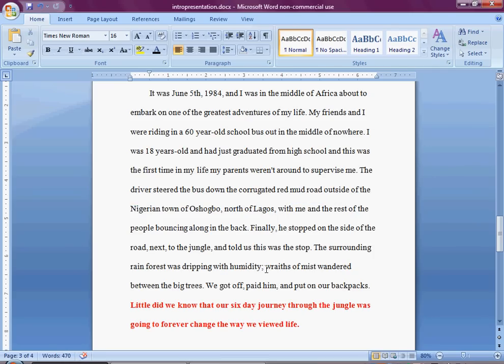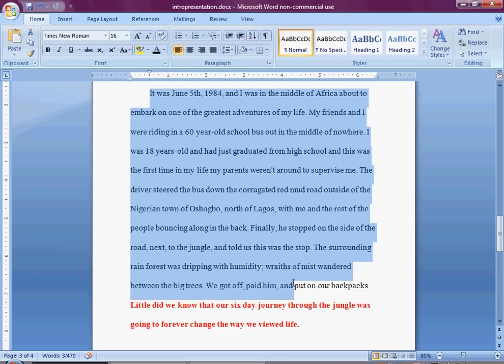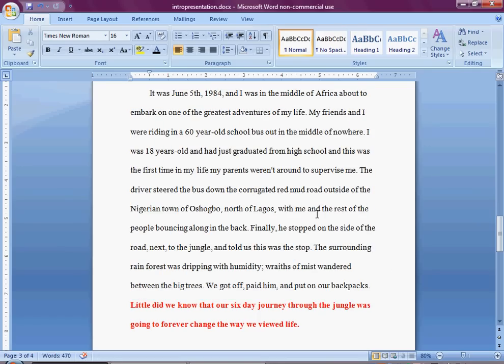So again, the next part here: "Finally he stopped on the side of the road next to the jungle, told us this was a stop. The rainforest was dripping with humidity. Wraiths of mist wandered between the big trees." So again, more background information, situation. It's the jungle. We have a rainforest. It's dripping with humidity. "We got off the bus and put on our backpacks." So again, this whole introduction is all situation. It's all background, telling your readers what is going on.